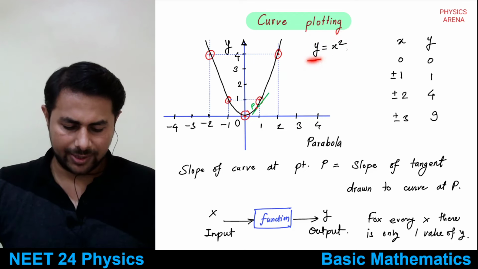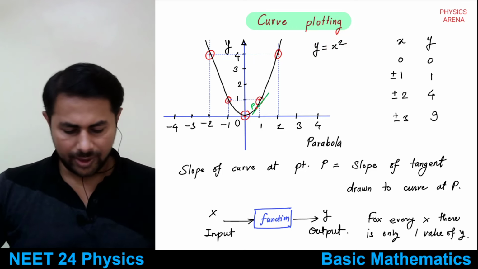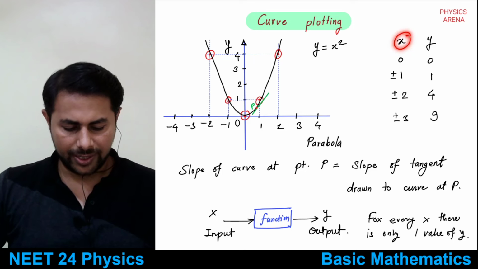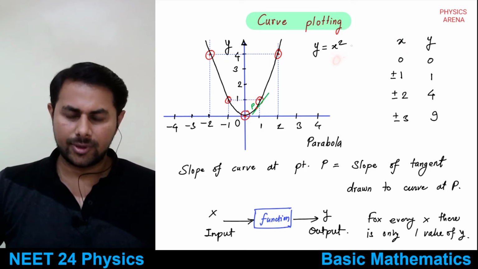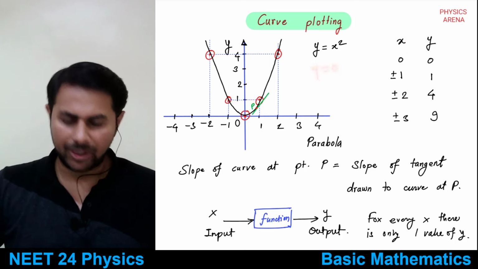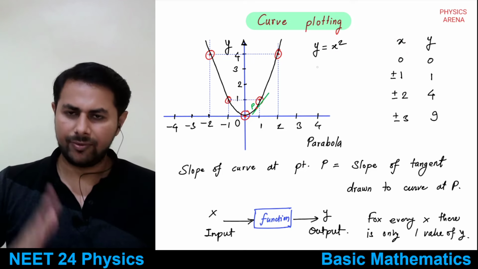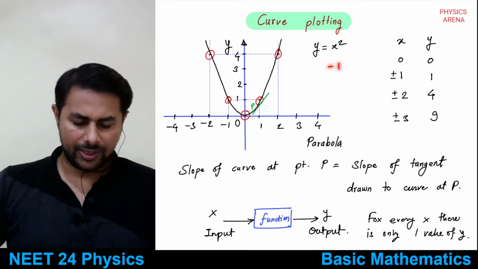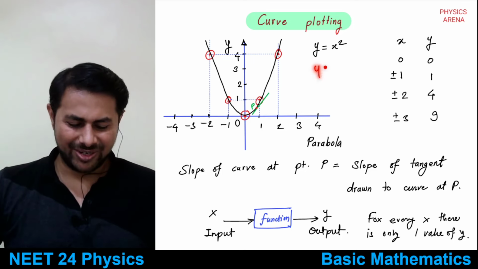For an example, you have y is equal to x square. This is the equation. So then you just need to take some values of x, and for those values of x, you will get corresponding values of y. Suppose you put x equal to 0, then y will also be equal to 0. You got 1 point, right? Take x equal to plus 1. What will be the value of y? y will also be equal to 1. You got another point, right? If you take x equal to minus 1, then minus 1 square is also 1. So y will be equal to 1.